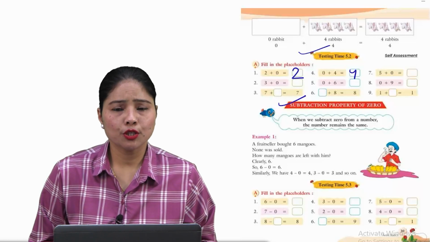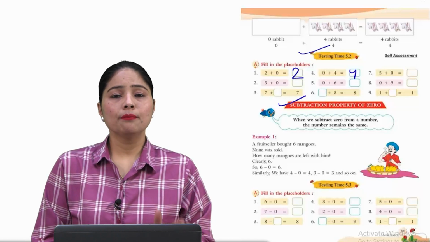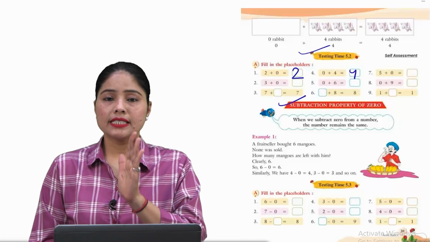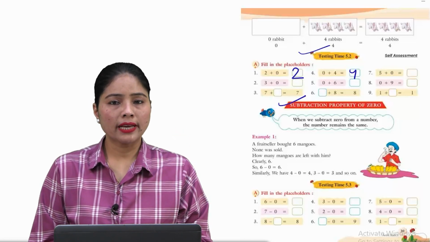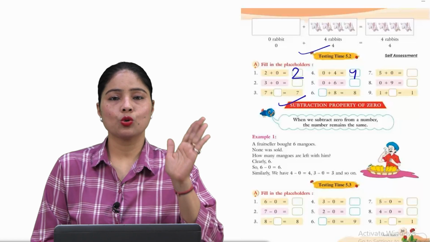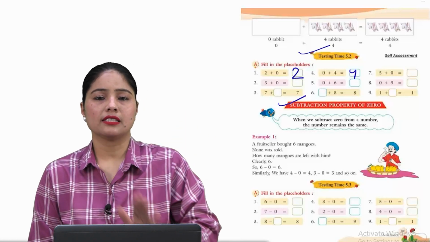When we subtract 0 from a number, the number remains the same. किसी भी नंबर में से अगर हमें 0 को माइनस करना होगा तो क्या होगा? जो हमारा नंबर होगा वो ही हमारा आंसर होगा.